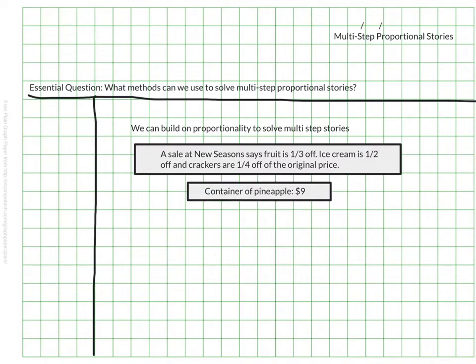If a basic container of sliced pineapple is $9, we want to figure out what the sale price will be. And this one has 2 steps. We need to know how much we will be saving, but then we also need to know what our final price will be. There are a few ways to do this. I'll actually show you 3 different ways, so that you can decide which one you like best moving forward.